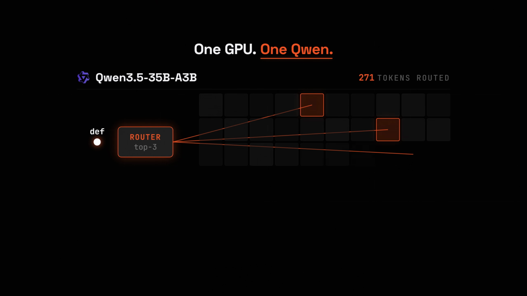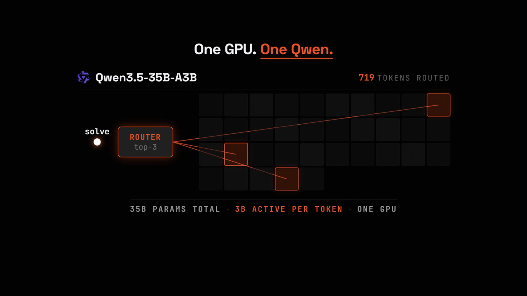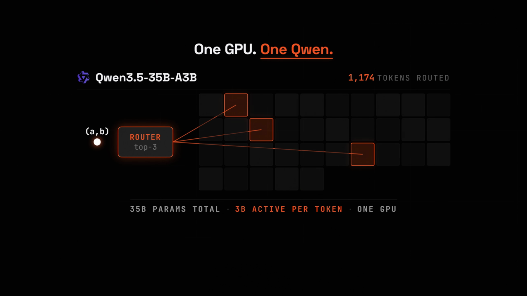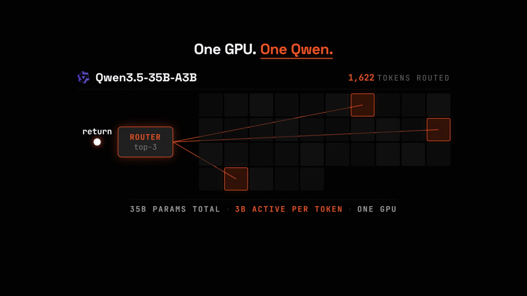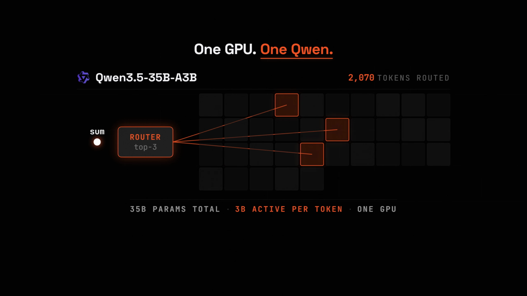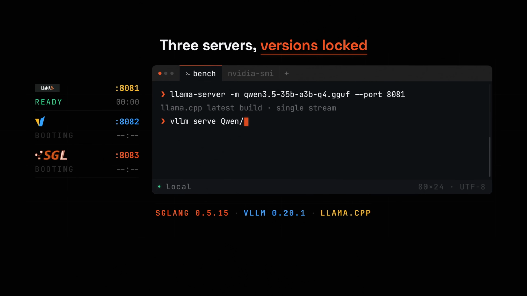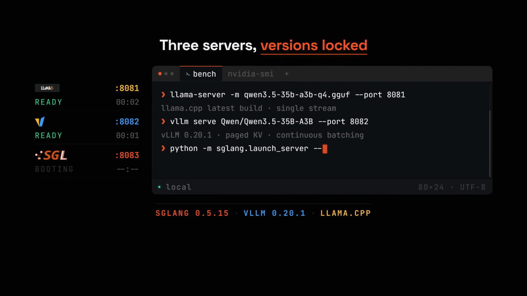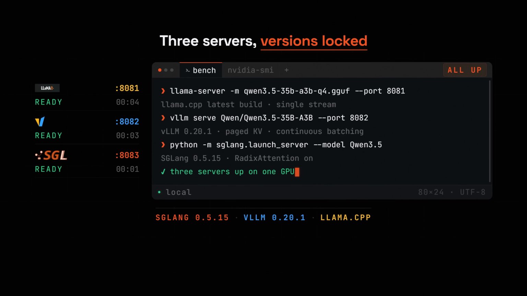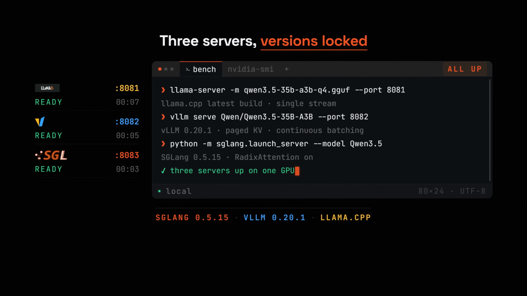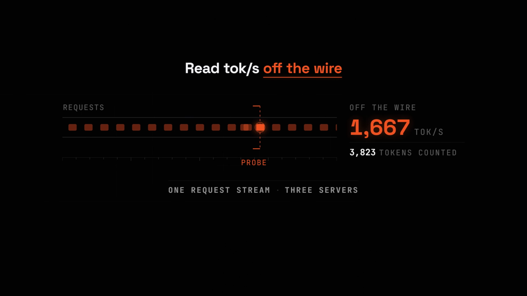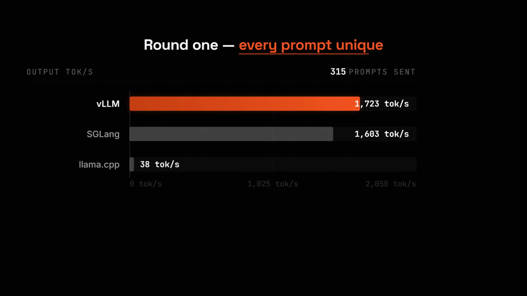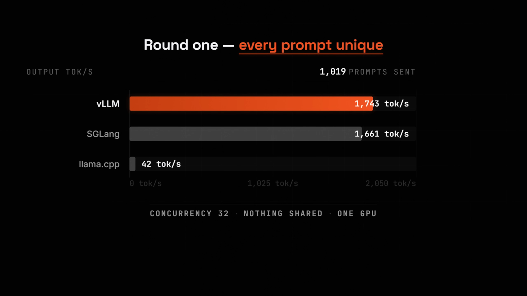So let's make it concrete. One GPU, one model, Qwen3 35B-A3B, a mixture of experts that keeps quality high while only firing a few billion parameters per token. Three servers, versions locked: SGLang 0.5.15, vLLM 0.20.1, and llama.cpp on the latest build. Same request stream through each, and we read tokens per second straight off the wire. Round 1: every prompt unique, nothing shared.